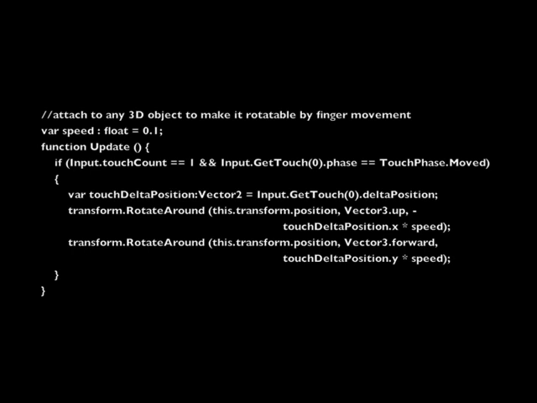So we're using a side swipe, or a delta position change in X, to rotate around the up vector, and we're using an up and down motion to rotate around the forward vector of the object. And this will make it appear to be movable in all directions within the 3D space, which is nice if you're wanting to create an application where people can examine objects from all different angles.